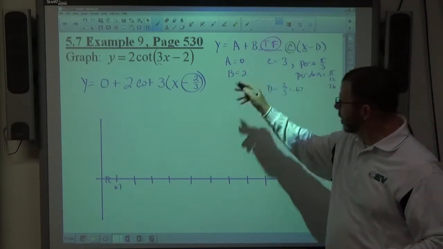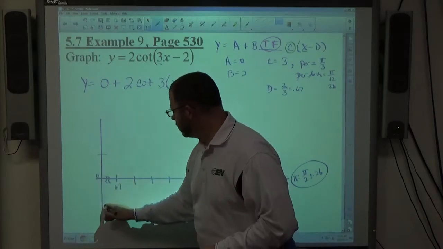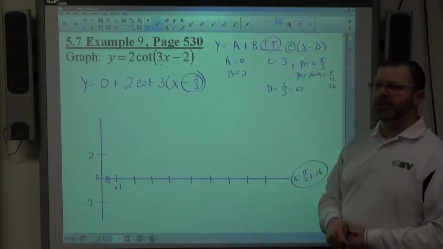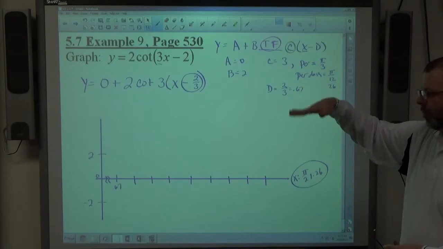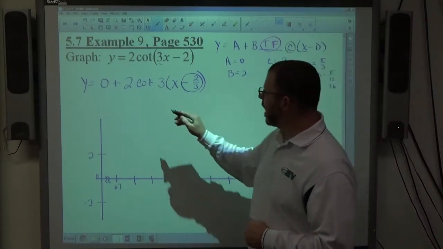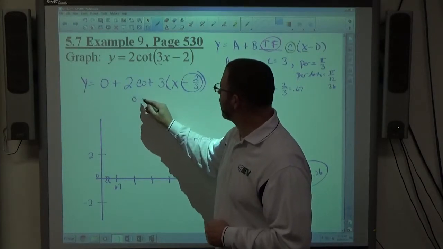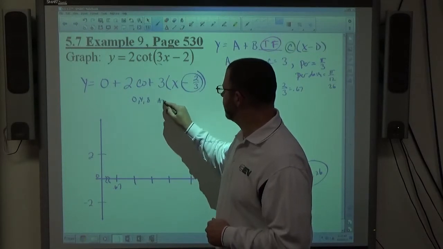The y-axis, we're going to have a center line of 0, and we're going up 2 and down 2. And remember, for tangent and cotangent, you don't want to go way up there, because they're going up to infinity, down to negative infinity. So we go up a little bit, and that represents 2 and -2. And cotangent starts at an asymptote, so the 0 point and the 4th point and the 8th point are all asymptotes.